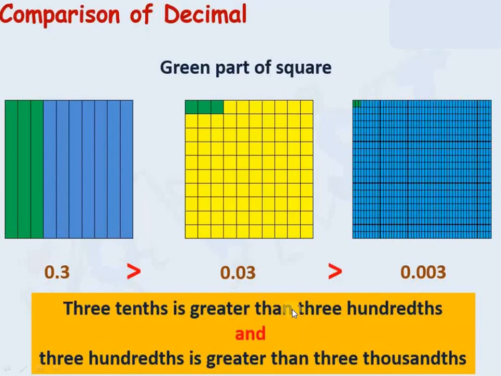So 3 tenths is greater than 3 hundredths and 3 thousandths, and 3 hundredths is greater than 3 thousandths. Here it is very clear with the help of this diagram representation which are the colored parts and which one is the greater one. So you may use the grid method to color the decimals, and in this way you will be able to find the greater or the smaller value.